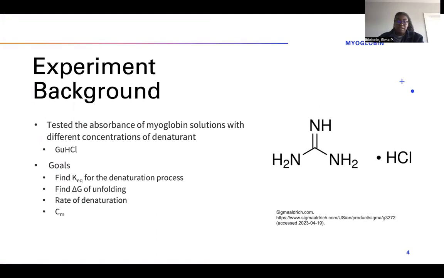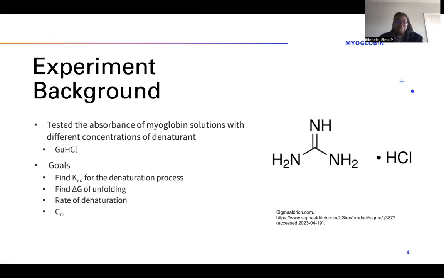In this experiment, we tested the absorbance of myoglobin solutions with different concentrations of denaturant. The denaturant we used is guanidine hydrochloride, which can be seen to the right. Guanidine is a natural product of protein metabolism that could be found in our bodies.